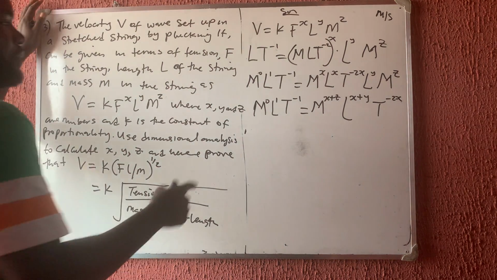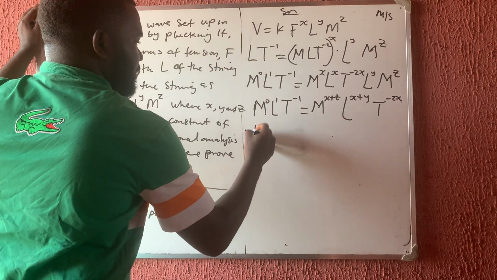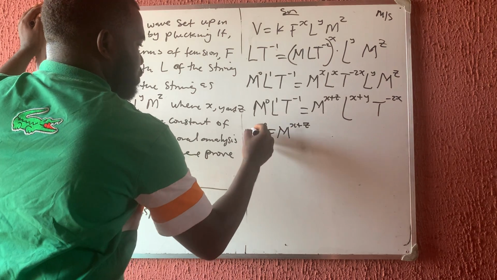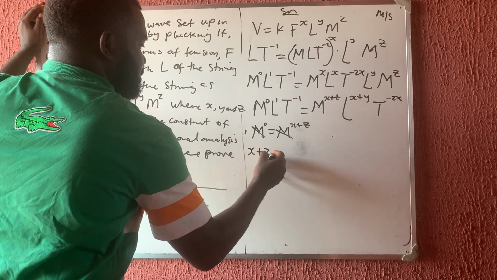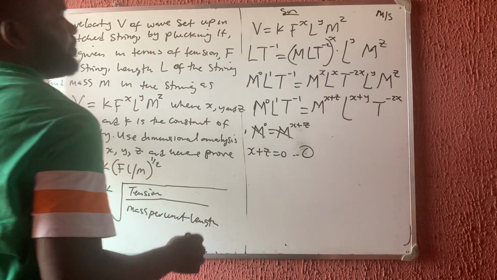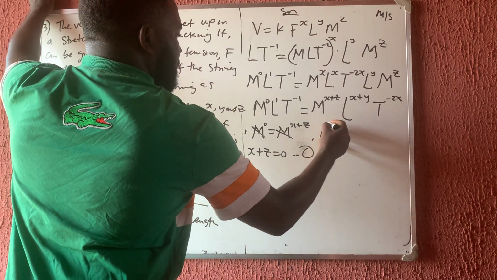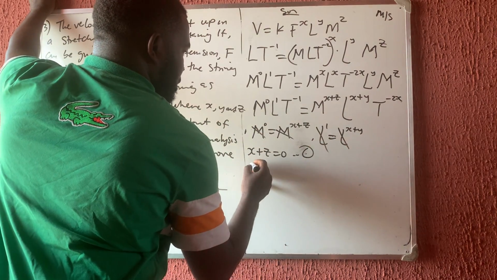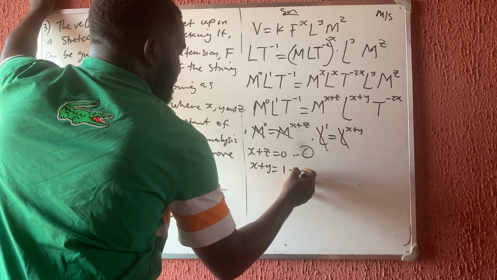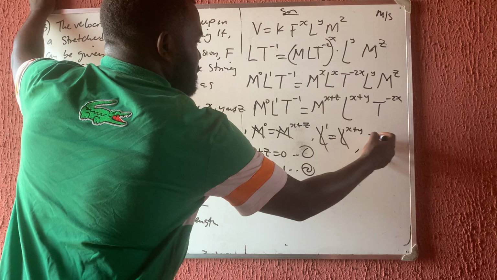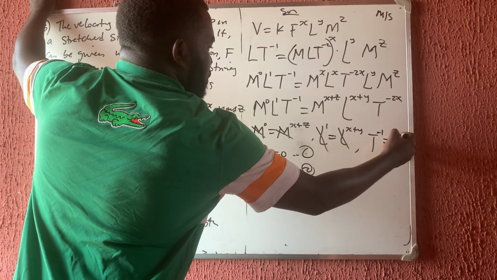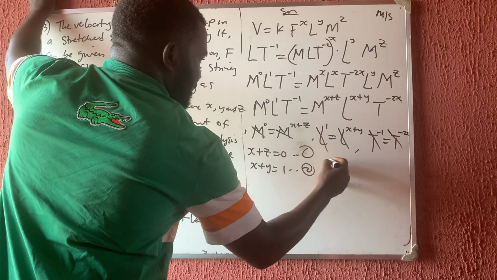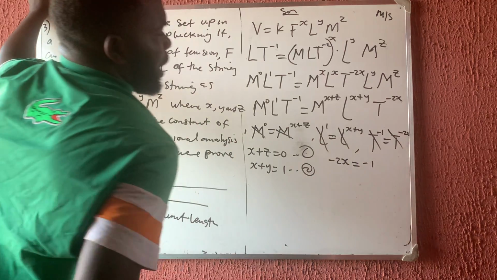Now by comparison, we'll see that M and M, so I have that M raised to power 0 should be equal to M raised to power x plus z, which shows that x plus z is equal to 0. We can call it equation 1. Okay, now L raised to power 1 should be equal to L raised to power x plus y. So we'll see that x plus y is equal to 1, equation 2. Then finally we can see that T raised to power minus 1 is equal to T raised to power minus 2x. Okay, so we'll see that minus 2x is equal to minus 1.